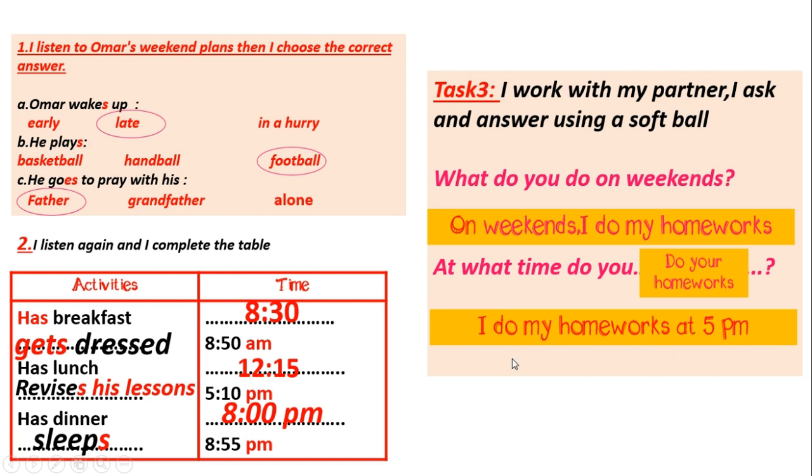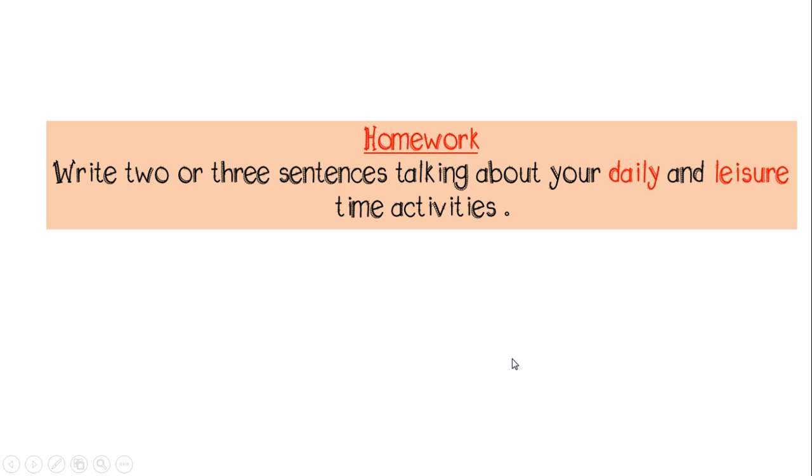Now there is another homework. واجب منزلي آخر. Write 2 or 3 sentences talking about your daily and leisure time activities. أريد منكم كتابة جملتين أو 3 جمل، ممكن فقرة قصيرة تتحدث فيها عن أعمالك اليومية أو الأعمال التي تقوم بها عندما يكون لديك وقت فراغ. Of course, you're going to use the simple present. تستخدم الحاضر وتستخدم الزمن المناسب. Time, I mean time. For example, I help my mother at 5 o'clock. For example, أساعد أمي على 5 in the evening, for example, or in the afternoon, or in the morning.